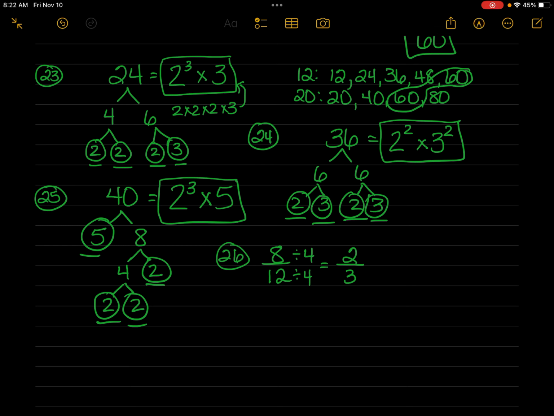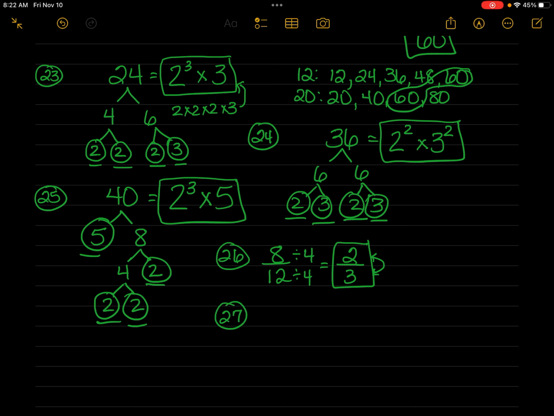When you finish, look at it again and say, can I simplify it anymore? Can I reduce it anymore? Can 2 and 3 be divided by anything? No, it cannot. And when they are only one number apart, like 2 and 3 are only one number apart, for sure they cannot be simplified anymore.